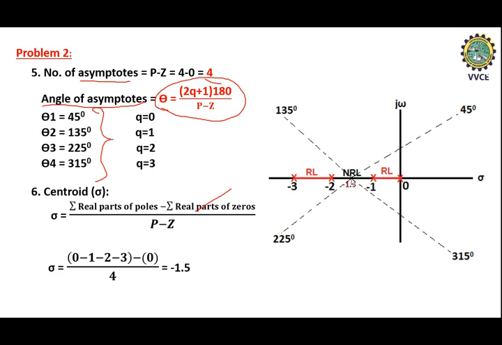Starting from here you are indicating the direction of infinite branches. So all the 4 infinite branches will be moving in these 4 directions. But particularly you will not know which branch is moving in which direction. So randomly you are going to say that all the 4 branches are moving in 4 directions. That's it.